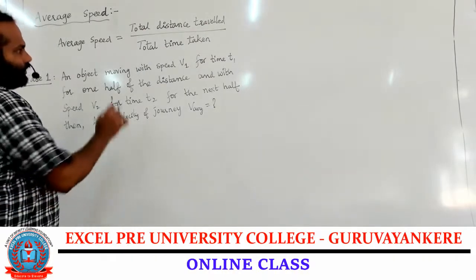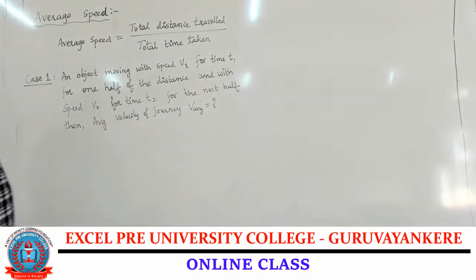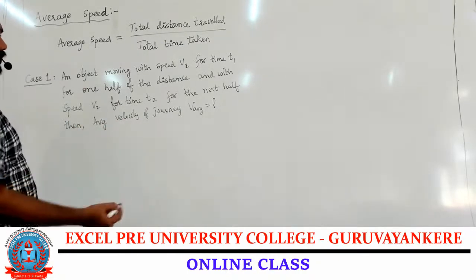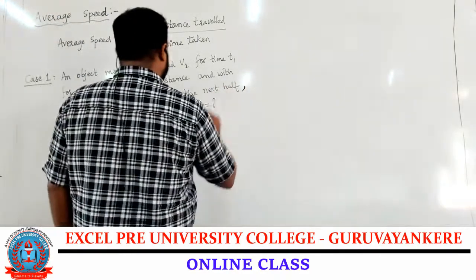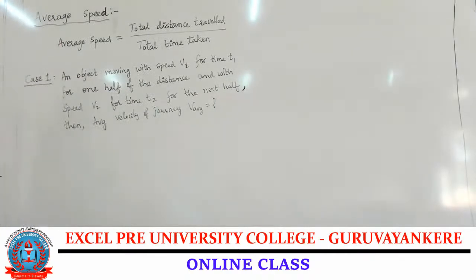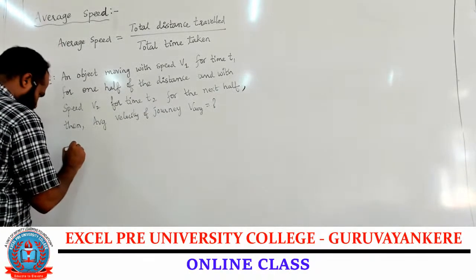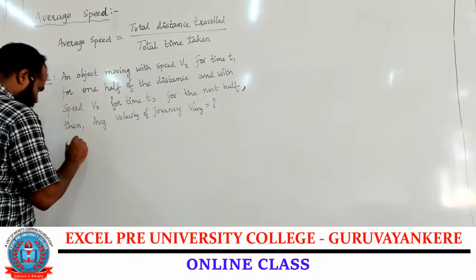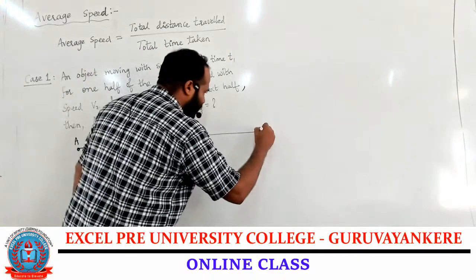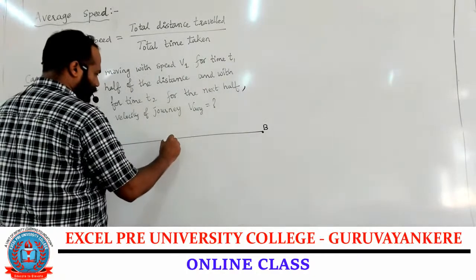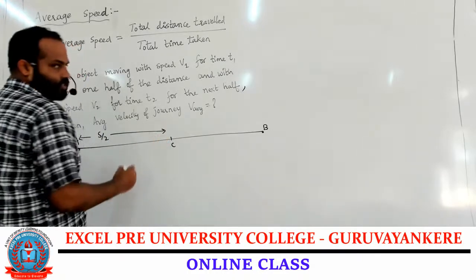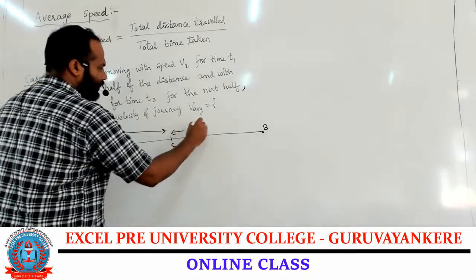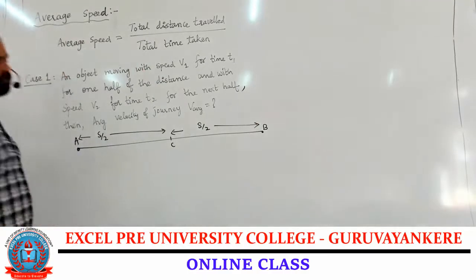An object moves with speed v1 for time t1 for 1/2 of the distance, and with speed v2 for time t2 for the next half of the distance. Find the average velocity of the journey. So look here, the total distance is from A to B, where there is a midpoint C. So A to C is 1/2 of the distance.